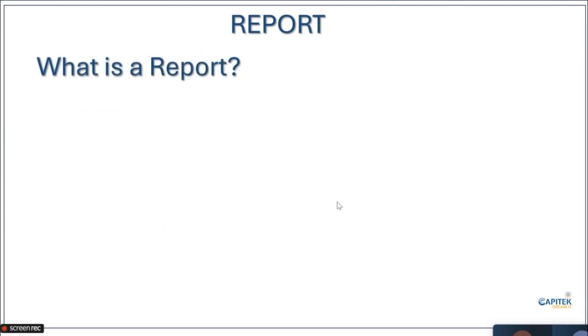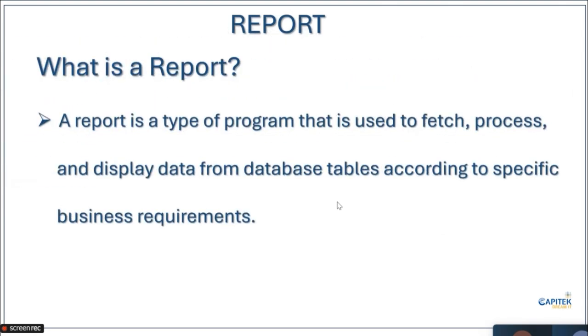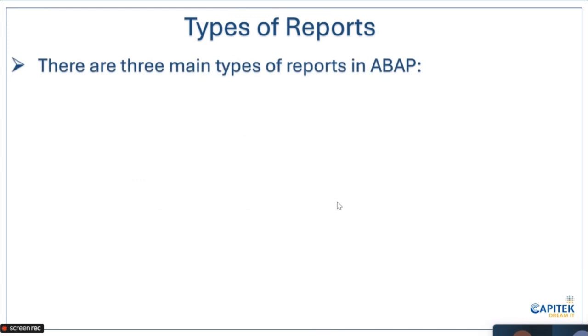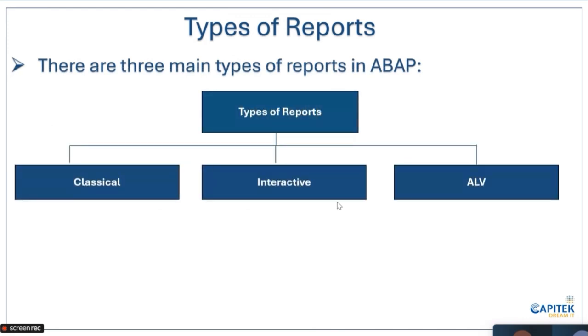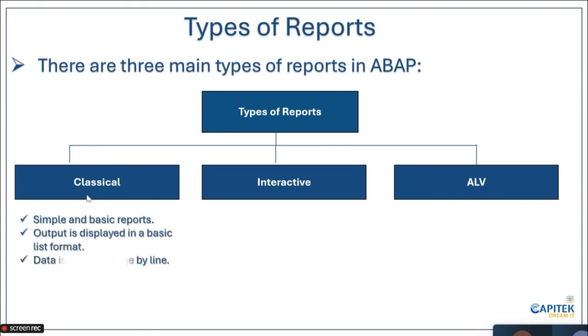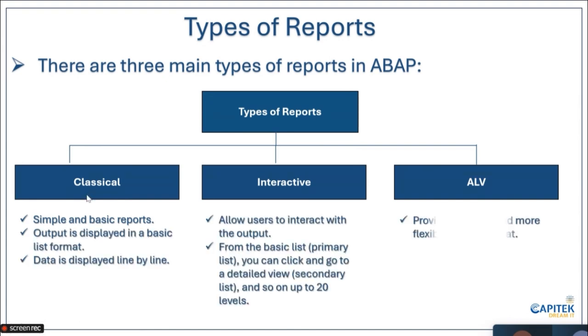Now, coming to the types of reports, there are basically three types of reports available. You can see in the types of reports, we can see classical report, interactive report, and ALV reports. The classical reports, interactive reports, and ALV reports, these are the three types of reports available.